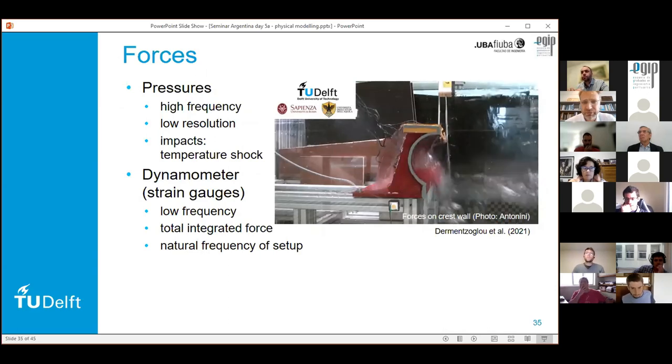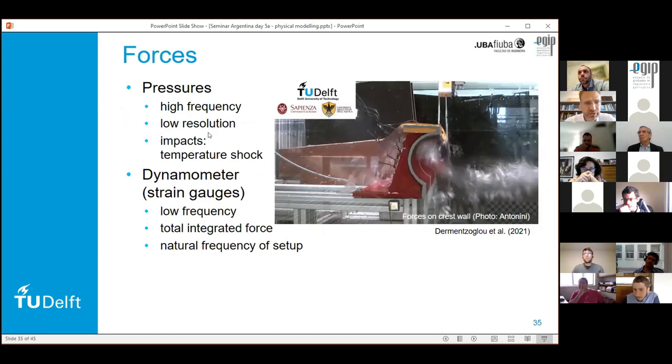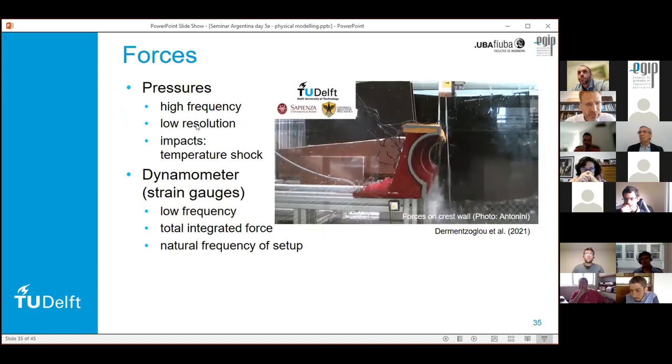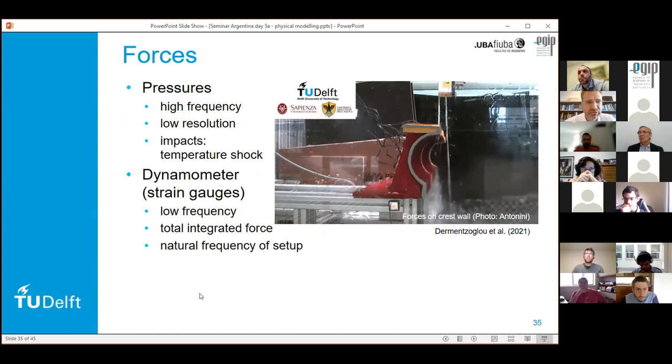Then we have pressures and forces, and Alessandro showed you some overtopping results yesterday, but of course you also need to measure the pressures and the forces. Pressures give you a very high frequency but a low resolution, so you typically want to use both techniques all the time, and they both have their drawbacks.